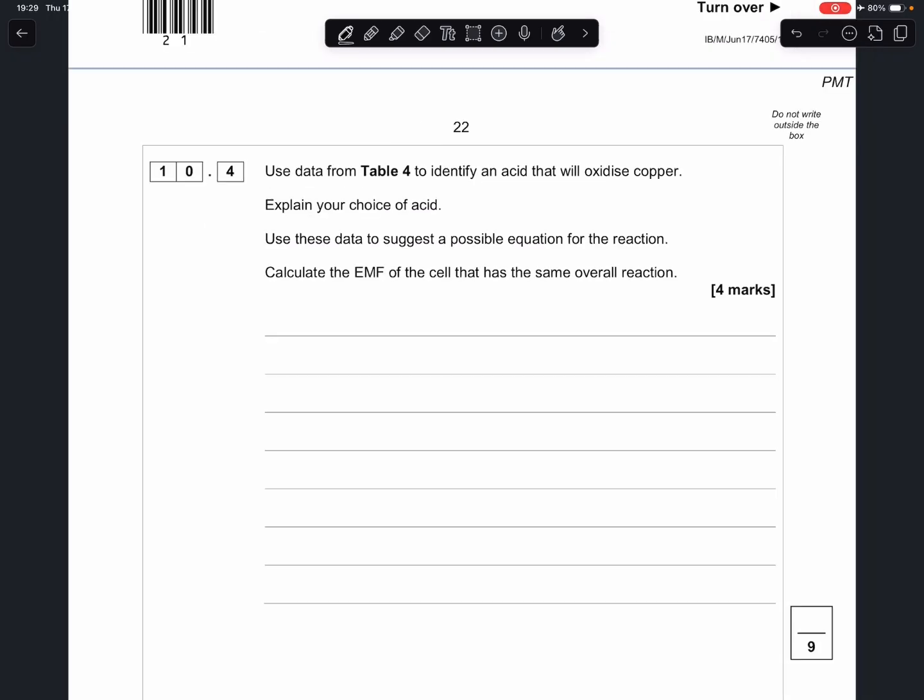Use the data from table 4 to identify an acid that will oxidize copper. Explain your choice of acid. Use these data to suggest a possible equation for the reaction and calculate the EMF of the cell that has the same overall reaction. So we need to identify an acid, that's one thing, and it's oxidizing copper. Therefore, it in itself is being reduced. So it's going to have a more positive E naught than copper.